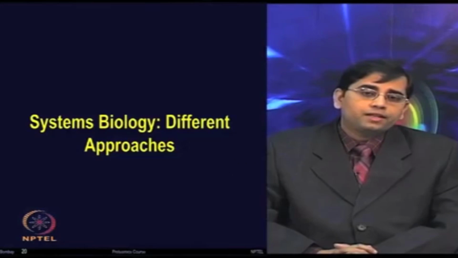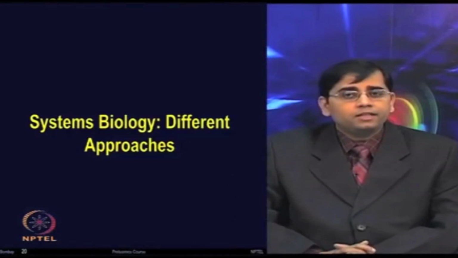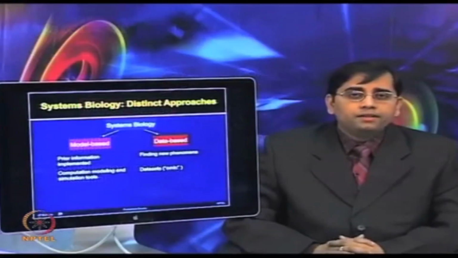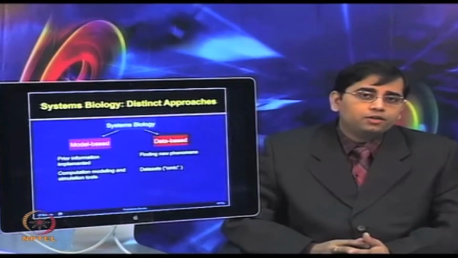So, what different approaches have been taken to study systems biology? The distinct approaches of systems biology include the model based and data based methods. The model based approach involves some prior information which can be implemented in the models, whereas in the data based approach the objective is to find new phenomena. The model based approach relies on computational modeling and simulation tools, whereas the data based method relies on the omics datasets.